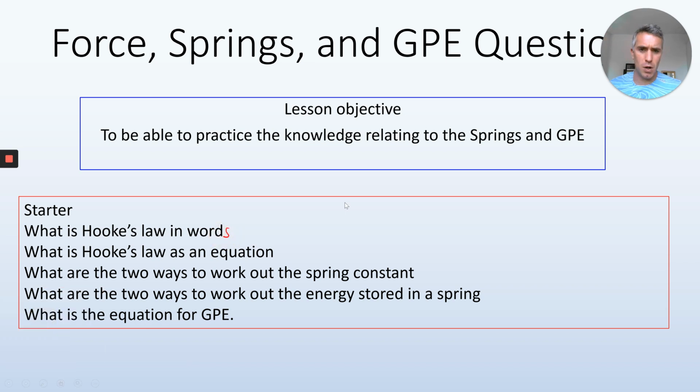What is Hooke's law in words? What is Hooke's law as an equation? What are the two ways to work out the spring constant? What are the two ways to work out the energy stored in a spring? Actually, there's three ways. But what are two ways? And what is the equation for gravitational potential energy, GPE? Answer the questions. If you can remember for the fourth one, if you can work out the three ways, that's even better. And then unpause when you're done.